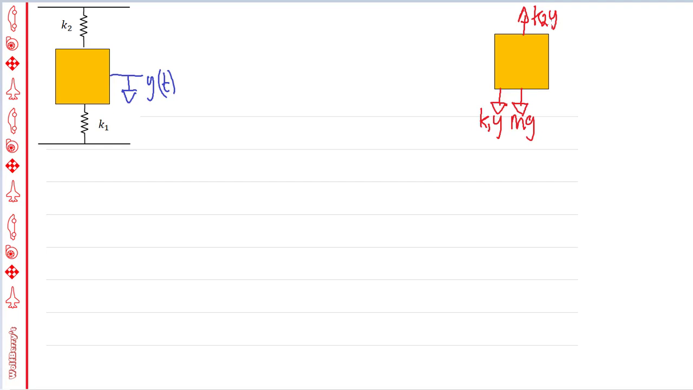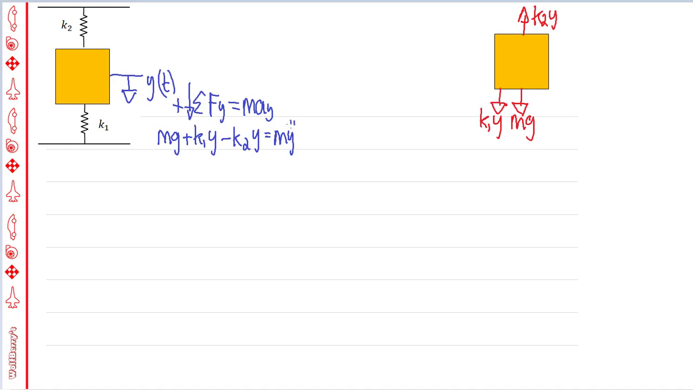So let's start by doing our equation of motion. The equation we're going to use is sum of all the forces in y equals ma in the y direction, with down is positive. This is the dynamic equation. This is when it's moving. So it's going to be mg plus k1y minus k2y equals m y double dot.